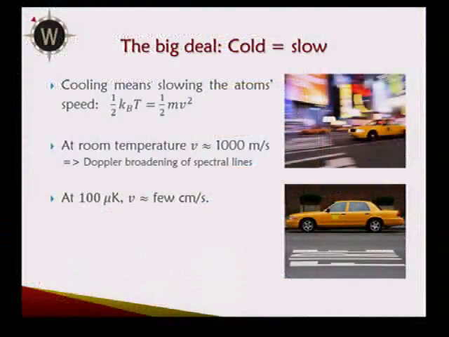So what's the big deal? In this community, when we say cold, what we really mean is slow. And mathematically, you see this relation, right? You can convert a temperature into a speed and back and forth. Atoms at room temperature have something like 1,000 meters per second. And just as it is pretty difficult for you to analyze a car on the highway when it's zipping past very quickly, it's very difficult for us to understand or analyze these atoms in detail. But it gets much easier at these lower temperatures, where they just move around a few centimeters every second. That's like a car in the parking lot.